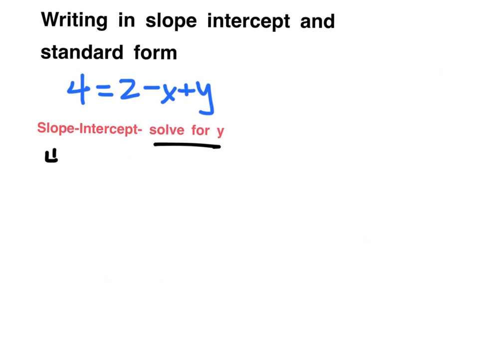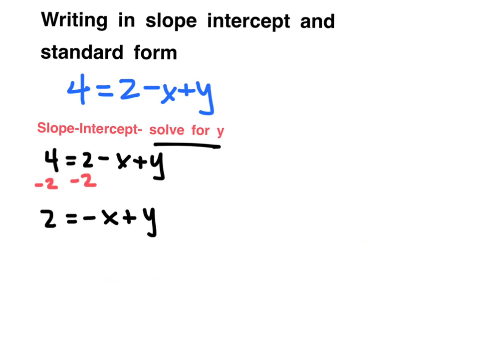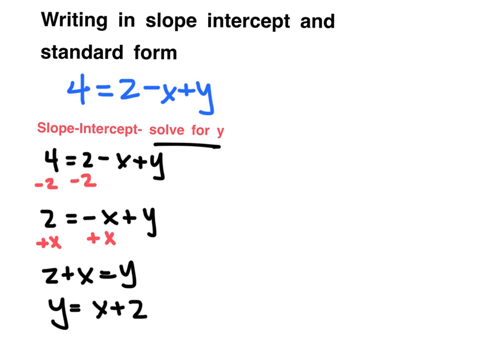So if I have 4 equals 2 minus x plus y, the y is already positive, so I'm going to leave this y on this side. I need to get rid of this 2 and this negative x, so I'm going to subtract 2 from each side. So 2 equals negative x plus y. And then to move a negative x, I have to add x to both sides. So that would give me 2 plus x equals y. And to really just write it nicely, this would be y equals x plus 2. So here we have an equation with a slope of 1, because there's nothing in front of the x except that it's being multiplied by 1, and a y-intercept of 2.